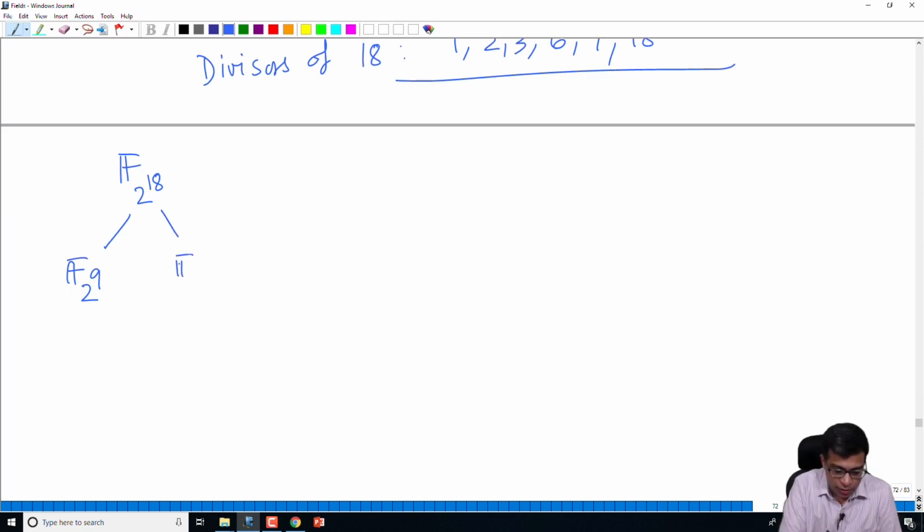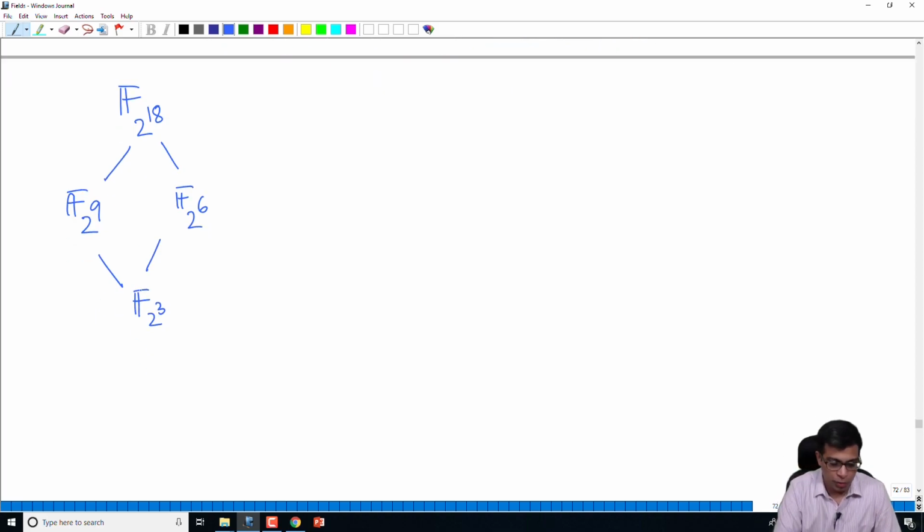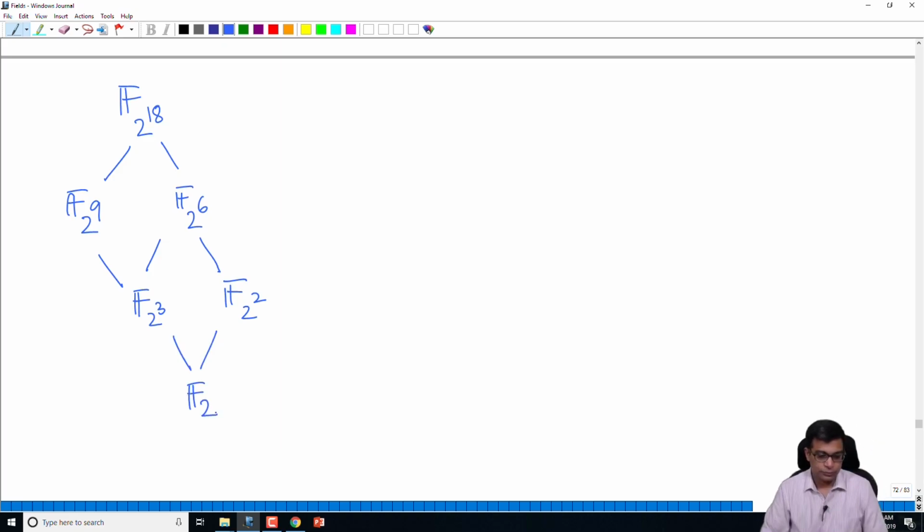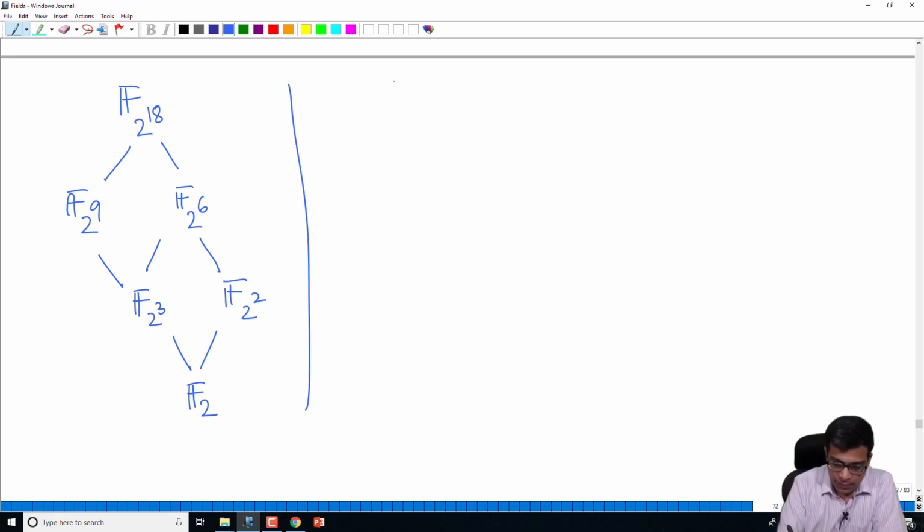Whereas F2 power 6 is also a valid subfield, but 9 and 6 are not comparable because 6 does not divide 9. On the other hand, 3 divides both 9 and 6, so F2 cubed will be in both of them. Whereas F2 squared will be in F2 power 6 but not in F2 power 9. It will be in F2 power 18. These are the fields that we considered already, F8, F4, and of course these are both in F2. So this is the lattice of fields: 2 power 18, 9, 6, 3, 2.